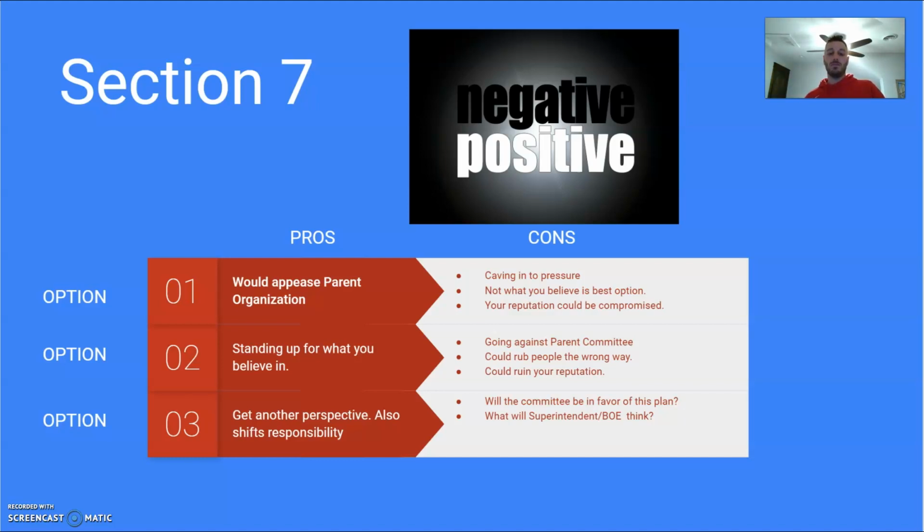Option 3, intermediate. The pro would be getting another perspective. Also, it shifts responsibility. So in me going to the superintendent and board and saying that we need their approval, that kind of shifts responsibility to them. Cons, will the committee be in favor of this plan? And what will the superintendent and Board of Education think?